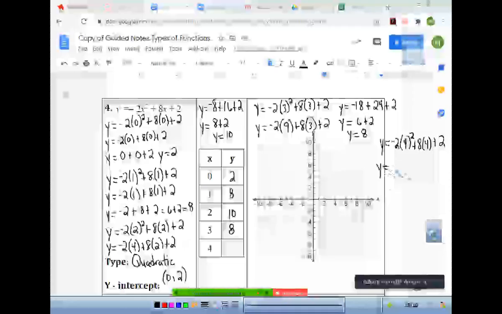Let's see. So let's see. 4 squared, 16. Negative 2 times 16, negative 32. 8 times 4, 32. Negative 32 plus 32, 0 plus 2.